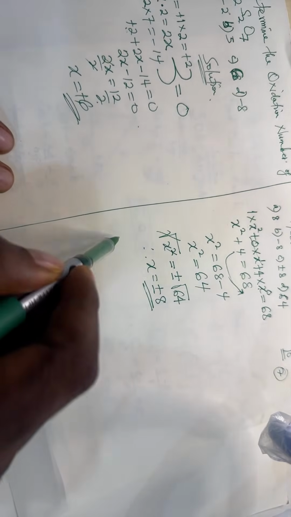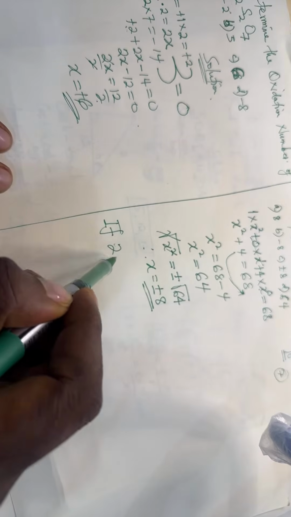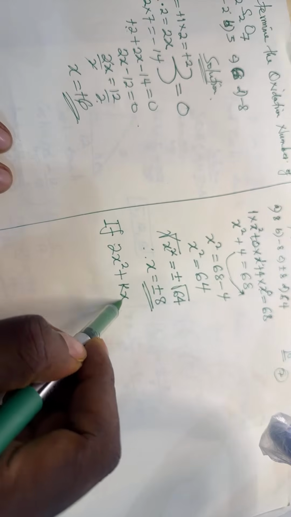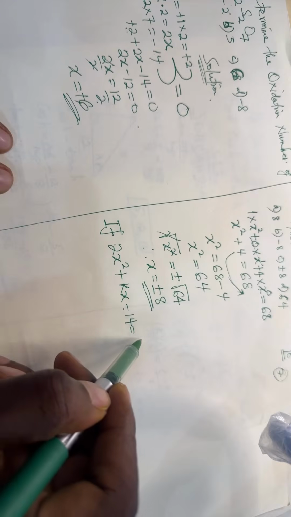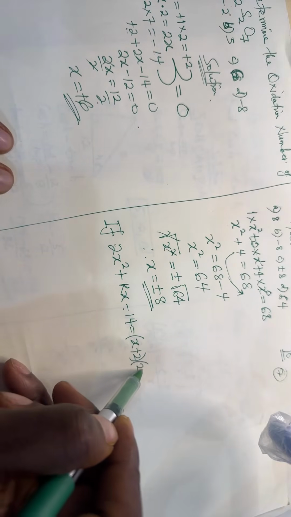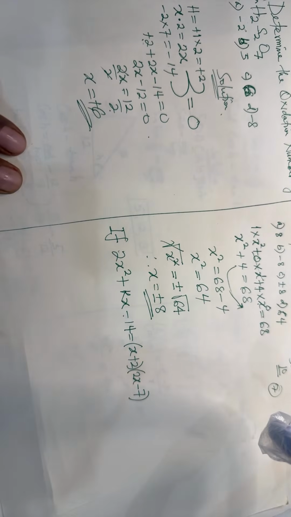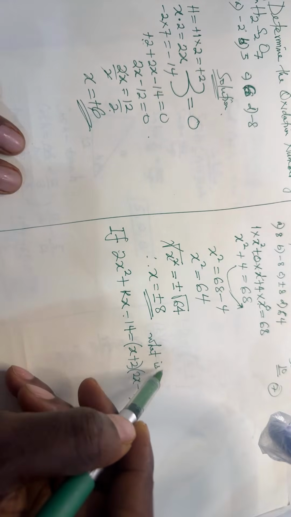This one is for JAMB people. If you are preparing for JAMB, keep your eye on this one. A past question: 2x squared plus kx minus 14 is identically equal to (x plus 2)(2x minus 7). They can ask, what is the value of k?